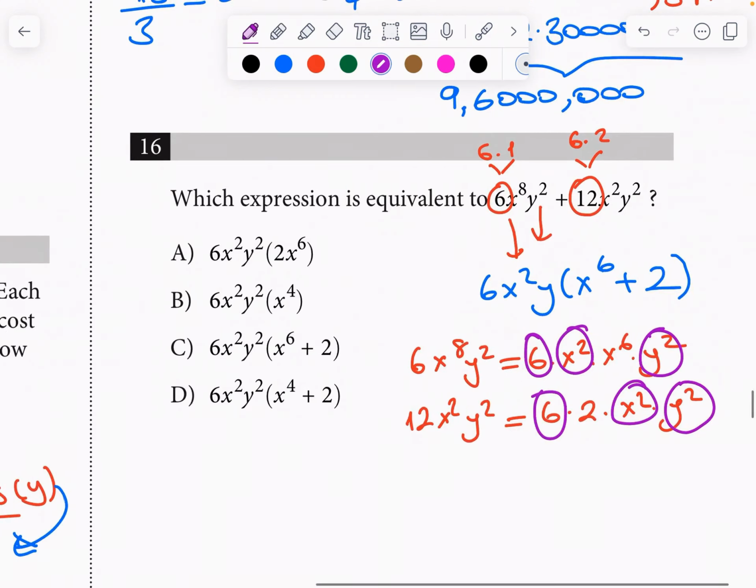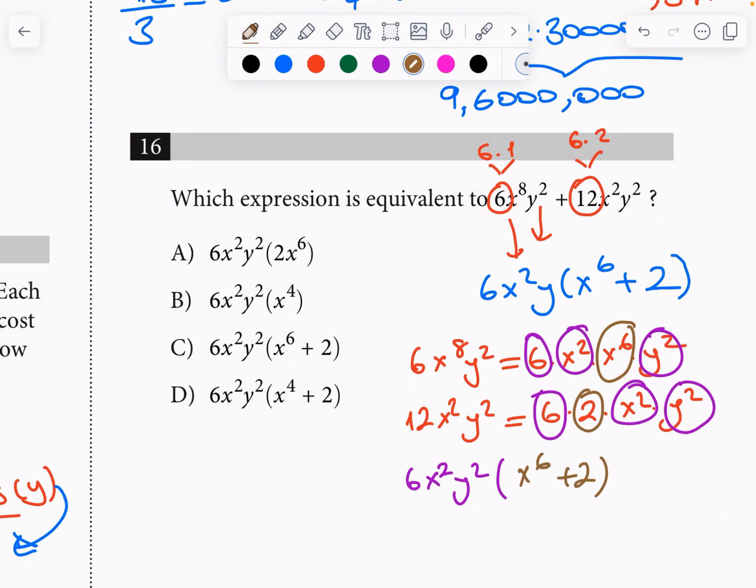If you factor out these common factors, it'll be 6x^2y^2, and the remaining terms are going to be in the brackets. What are the remaining terms? These are x^6 and 2. So x^6 plus 2. This is going to be our final answer, 6x^2y^2 times (x^6 plus 2).